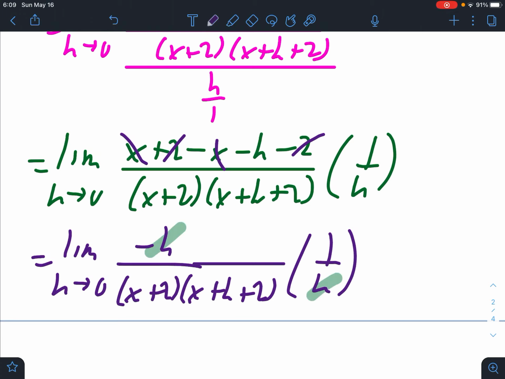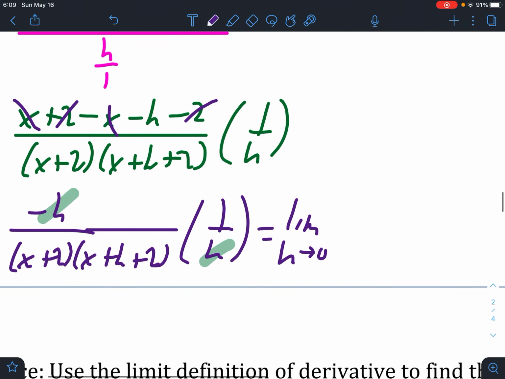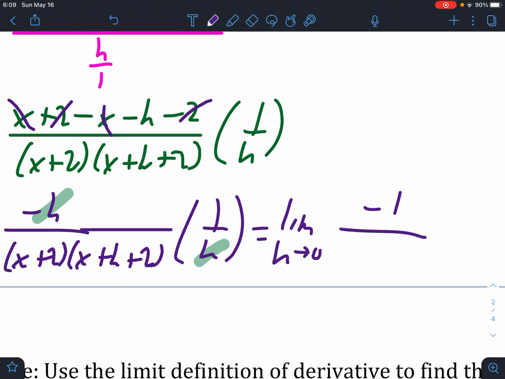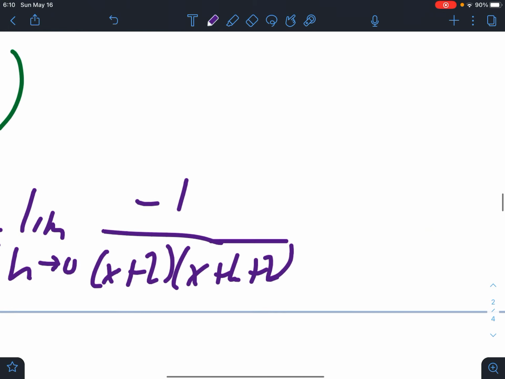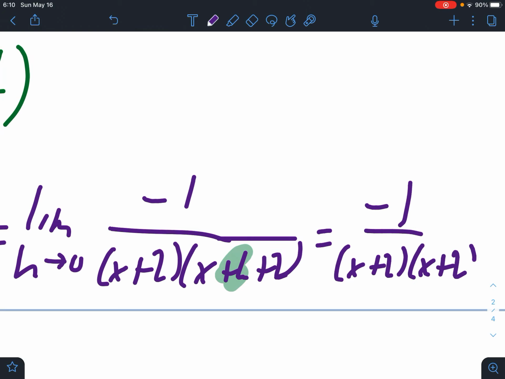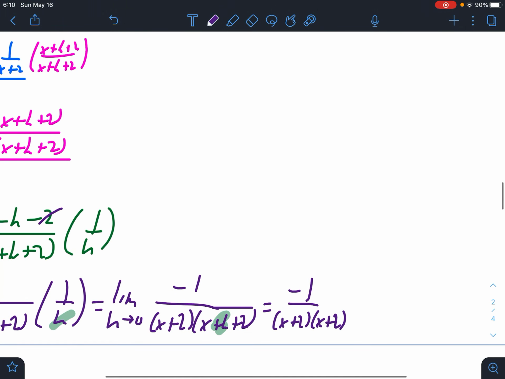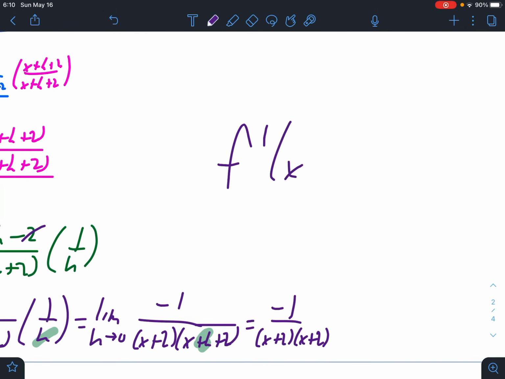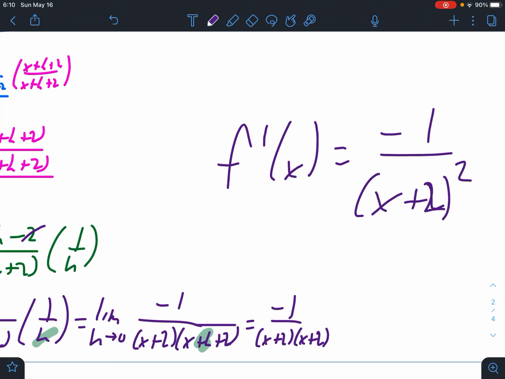The h's cancel. So now I'm left with limit as h approaches 0 of negative 1 over x plus 2 times x plus h plus 2. At that point, we can put 0 in for h, and I'm left with negative 1 over x plus 2 times x plus 2. So my answer for this one, we can write a little summation here. f prime of x equals negative 1 over x plus 2 squared.